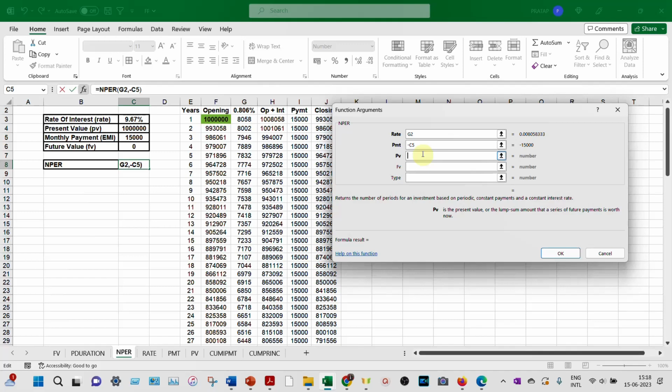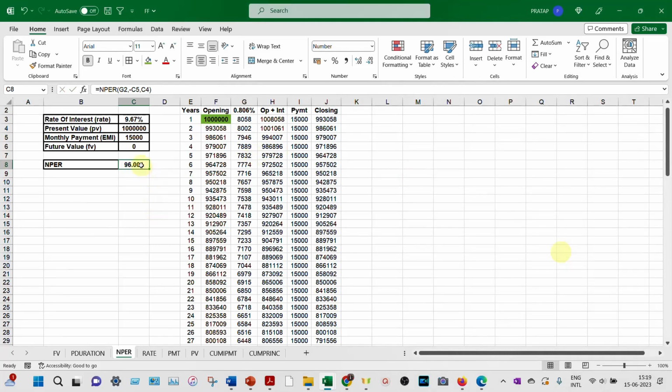Under the present value, I select the cell which contains the total outstanding of the loan right in the beginning, which is 10 lakh rupees. Under the future value, I would ideally put in the amount which I am targeting at the end of the repayment period, which is 0. So I don't need to make any entry, as by default it assumes a 0 value if no entry has been made. Under the type criteria, again if you do not make any entry, it assumes that the payment is made at the end of every period, which is so in the case that we are explaining. So I don't make any entries in the last 2 arguments and I click on OK.